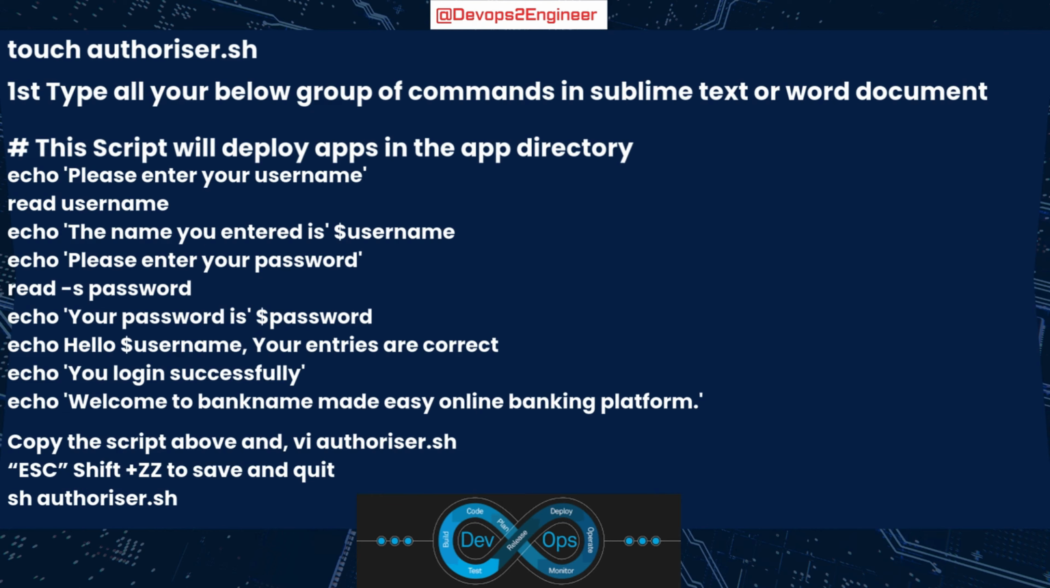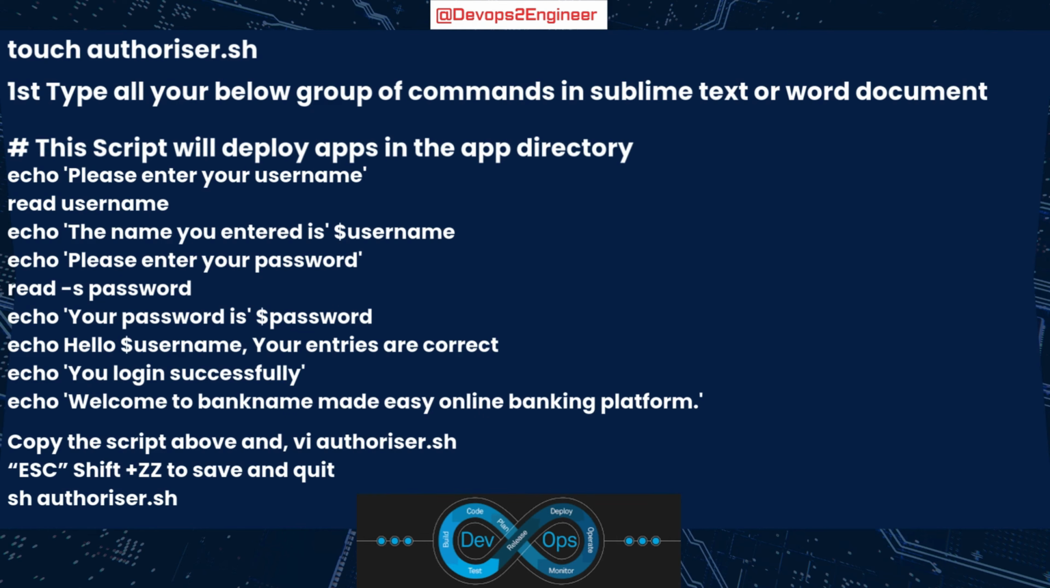Read -s password. Read -s enables you to input what you're writing. However, the user or anyone else around you cannot see what you are writing. We'll explain that in further detail once we're practicing on MobaXterm. Then you're going to echo, your password is $password.